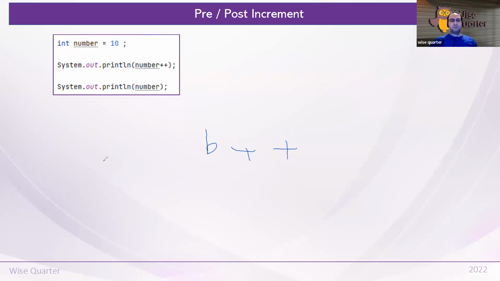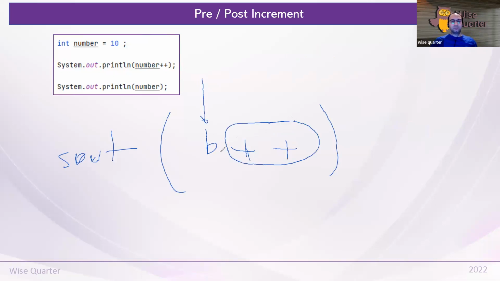B++ means, when I try to print it, job is printing the value. First, it will print B, then it will do the increment. First job, then increment, because increment comes after the B.